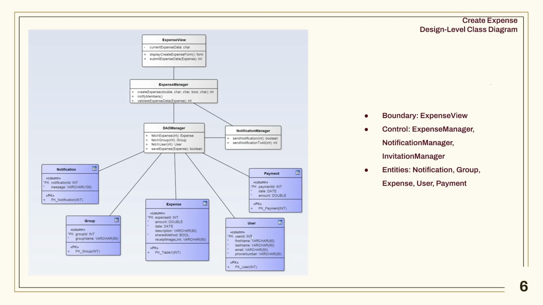The user table remains the same as the last design level diagram. And then we have the payment method. It has the payment ID, date, and the amount.